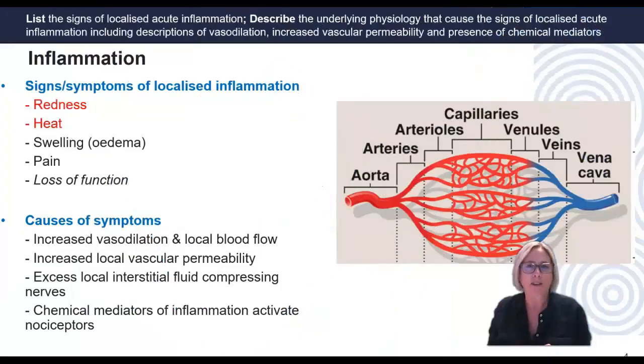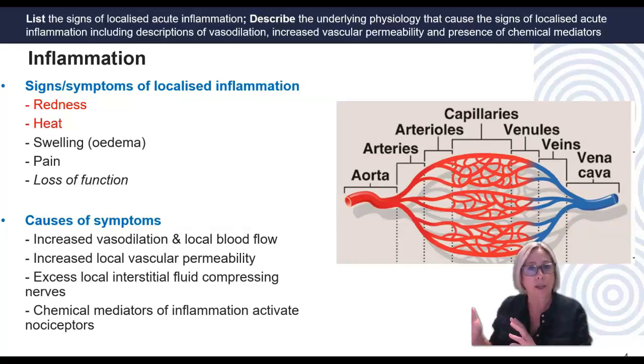So I want you to think back now to the last time you had some inflammation occurring. Maybe it was because you banged your finger against the wall or caught it in the door, or you sprained your ankle on the sports field. I'm sure you would have noticed these characteristic signs and symptoms of localized inflammation. That's what we're going to talk about here.